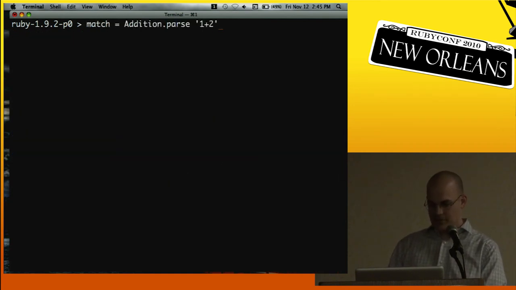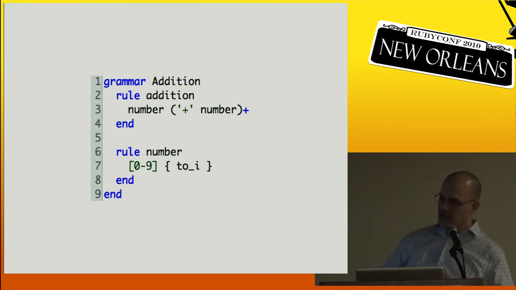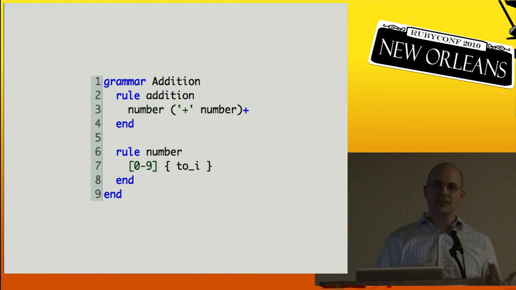So let's go back up to our good parse, and that works. Let's expand this grammar a little bit, and let's add on a little method here. That looks kind of like Ruby's block syntax, right? Remember I was talking about us being able to extend these match objects with any number of methods, right?